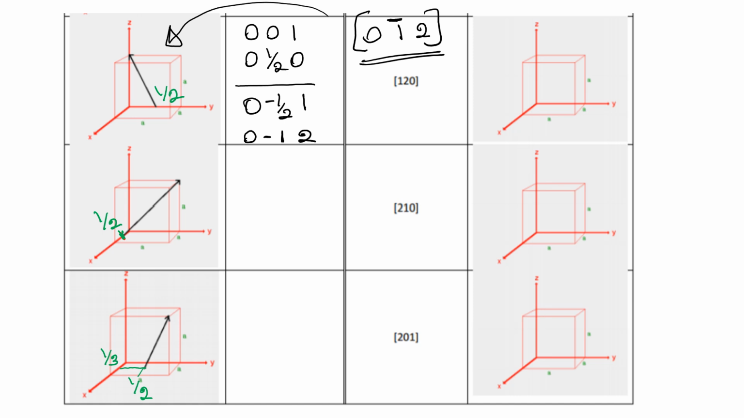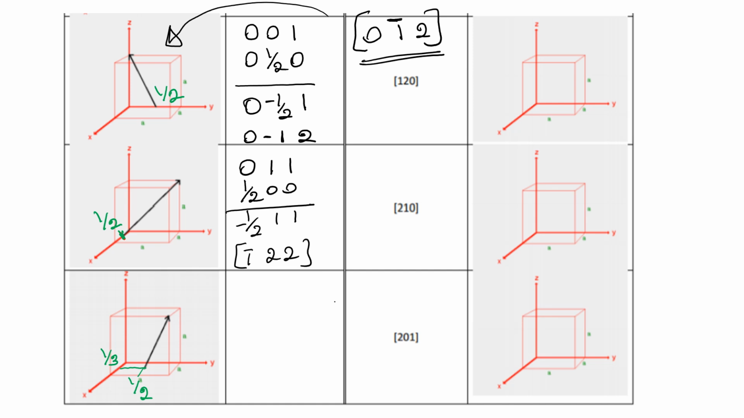No questions? Next one, what is the end point? 0, 1, 1? 0, 1, 1. Yes. Start is what? Half, 0, 0. Half, 0, 0. So this will be negative half, 1, 1. So this will be negative 1, 2, 2. Am I right? Is that right?